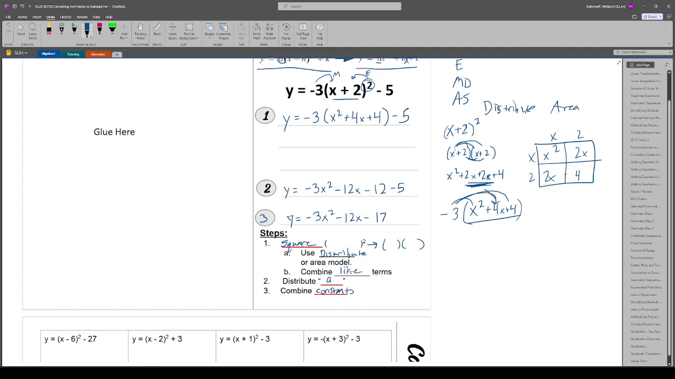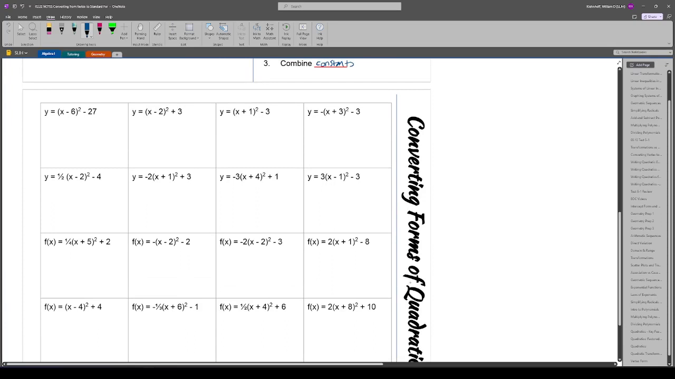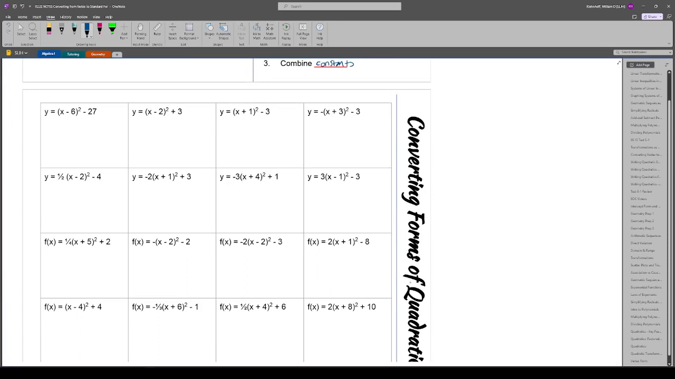I'll do a few of the examples here, but really this is not new material. This is just applying what we've already done with polynomial operations in the form of a quadratic equation. So 3 steps here. First, we're going to distribute x minus 6 times x minus 6.